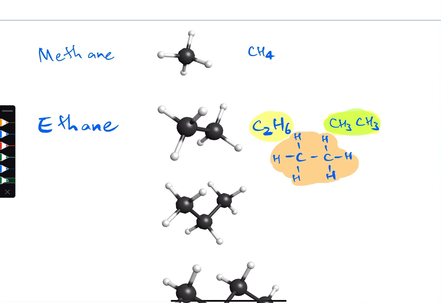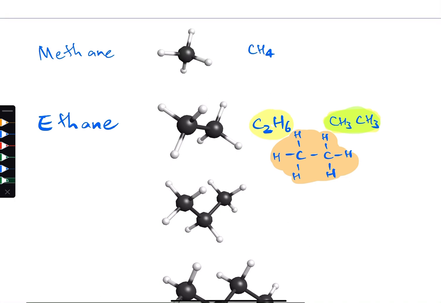Moving down the information ladder, the ball and stick model gives us the most. The structural representation gives us some of that. The condensed structural formula, the one in green, gives us a condensed version of the orange. And finally, we have the molecular formula, C2H6, where we've lost all of the connection information. Okay, so that's the first two alkanes.